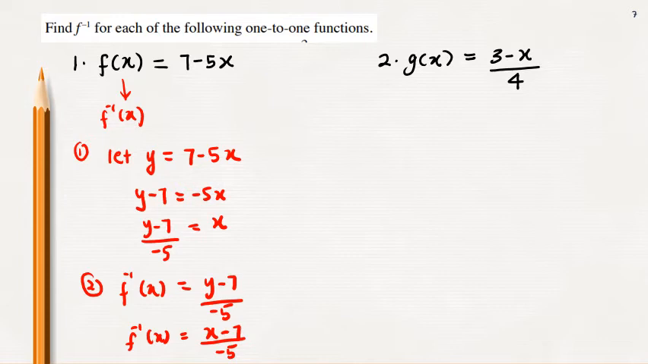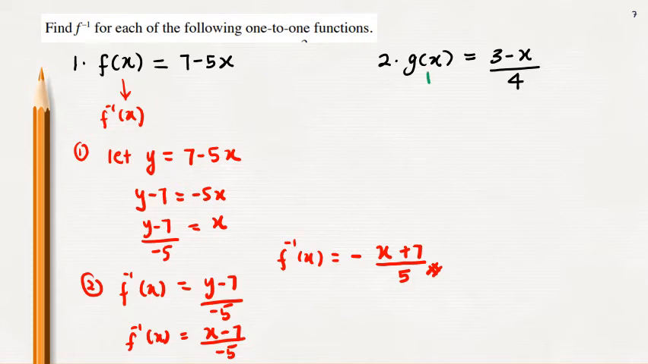Okay, ataupun negatif ni kita tak nak ada. So, you nak tinggalkan macam ni pun boleh ataupun you nak tulis dalam keadaan positif kat bawah tu. F inverse x is equal to negative in the middle. So, it's become x but then 7 become positive 7 over 5. Okay, we look for number 2.